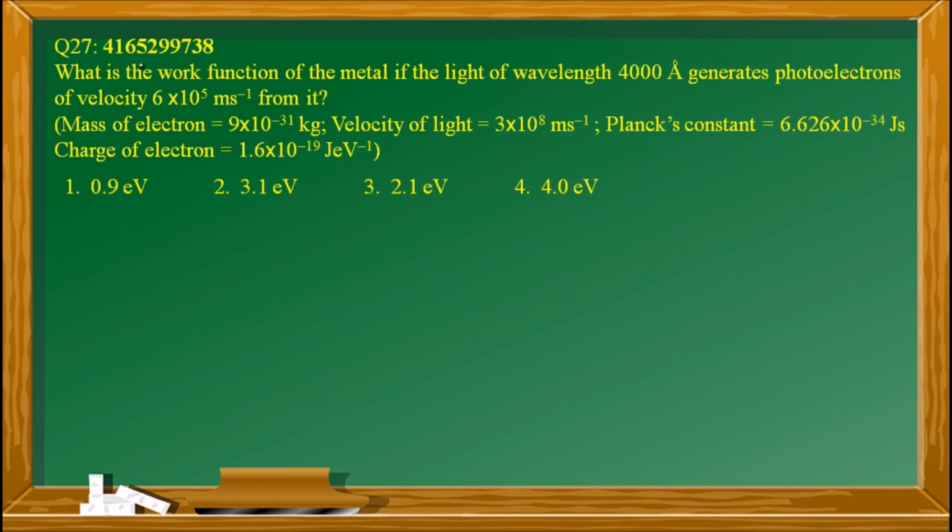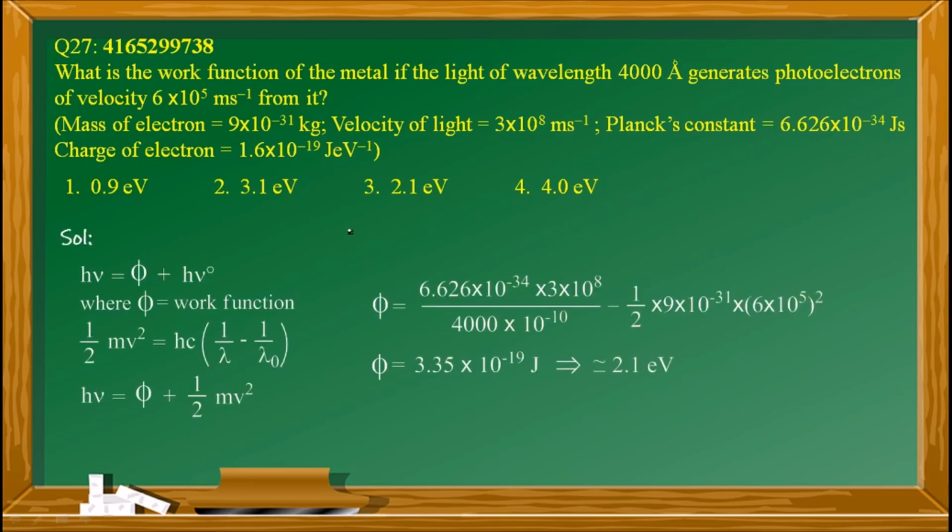Next, question number 27. What is the work function of the metal if light of wavelength 4000 angstroms generates photoelectrons of velocity 6 into 10 to the power of 5 meters per second from it? Given: mass of electron equal to 9 into 10 to the power of minus 31 kilograms. Velocity of light is 3 into 10 to the power of 8 meters per second. Planck's constant is 6.626 into 10 to the power of minus 34 joule seconds. Charge of electron equal to 1.6 into 10 to the power of minus 19 joules per electron volt per 1 volt.